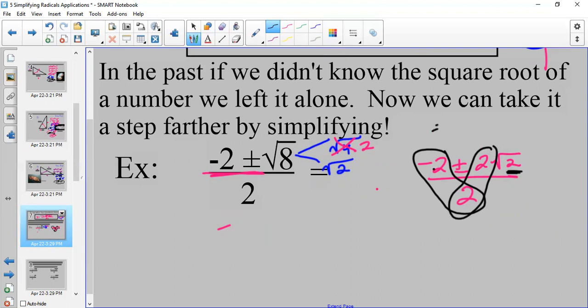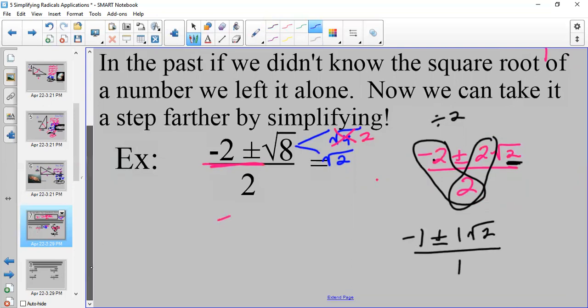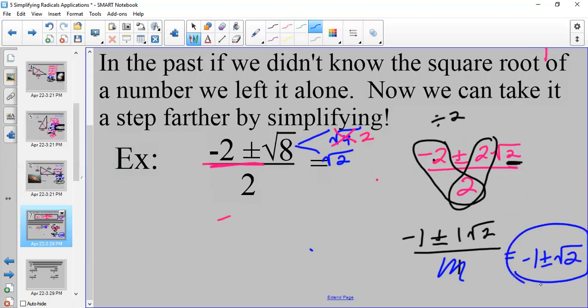I can divide them all by 2. So if I do that, I'd get negative 1 plus or minus 1 square root of 2 all over 1. Now, I don't really need to divide or multiply anything by 1, so I'm going to get rid of some things and clean it up. 1, I don't need the denominator. So this would be negative 1 plus or minus, and I don't need 1 times the square root of 2. I just need the square root of 2. That would be our answer in simplest radical form, cleaned up.